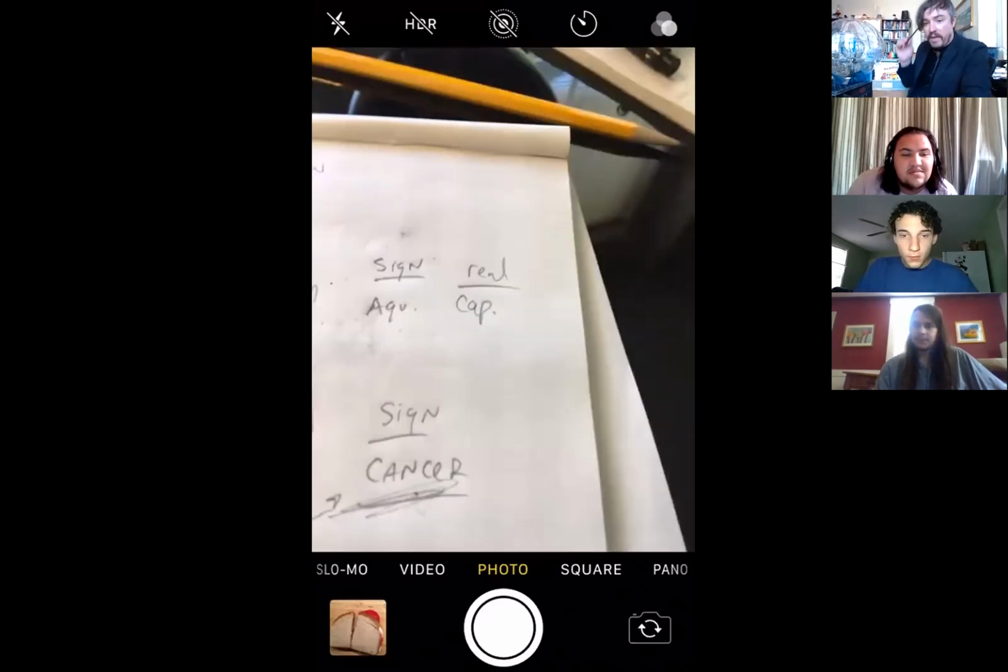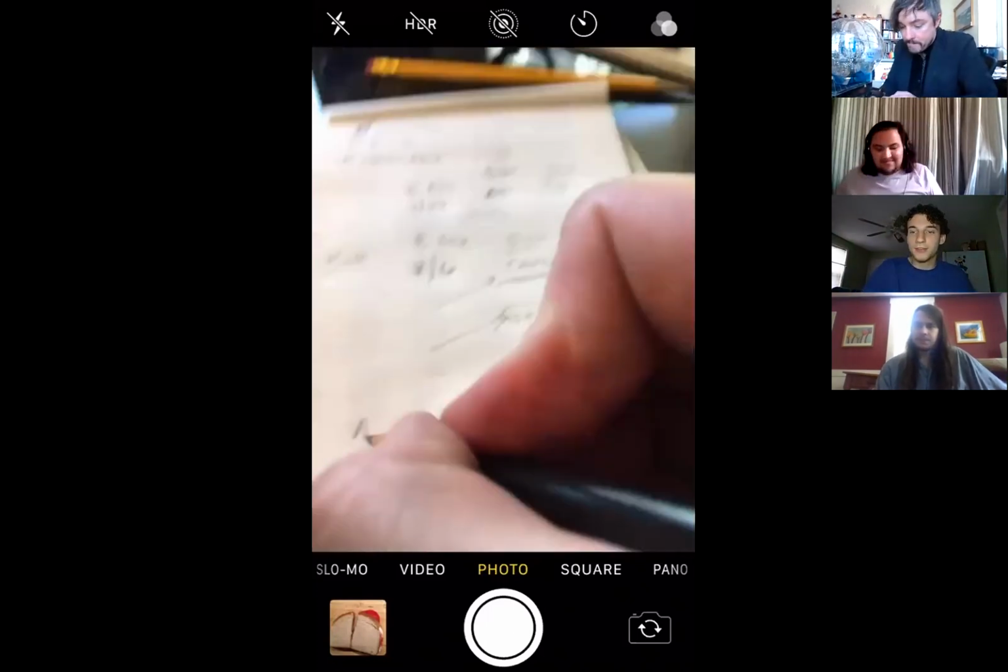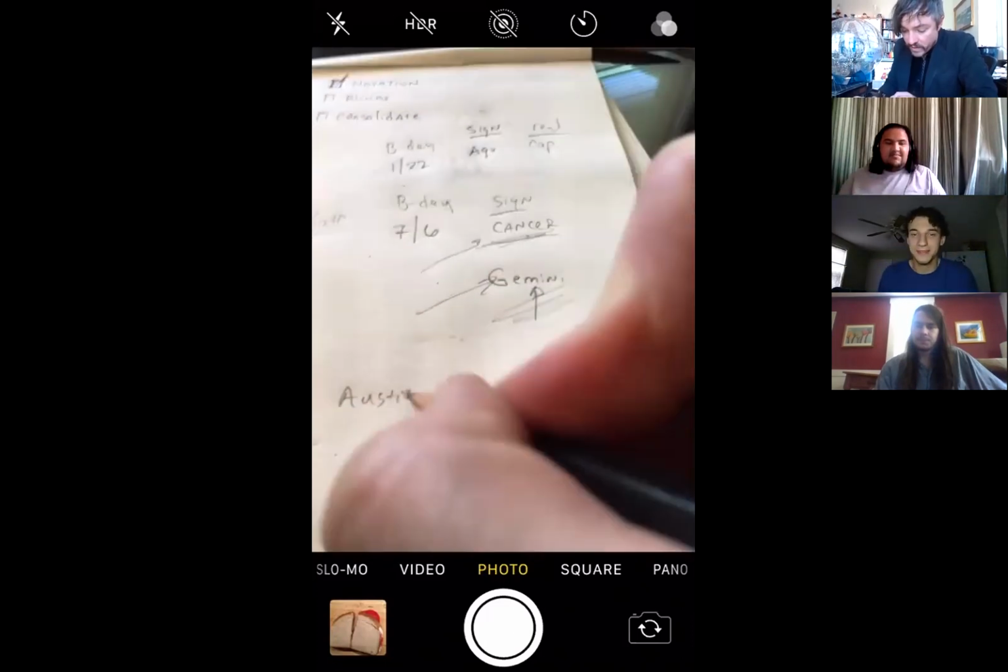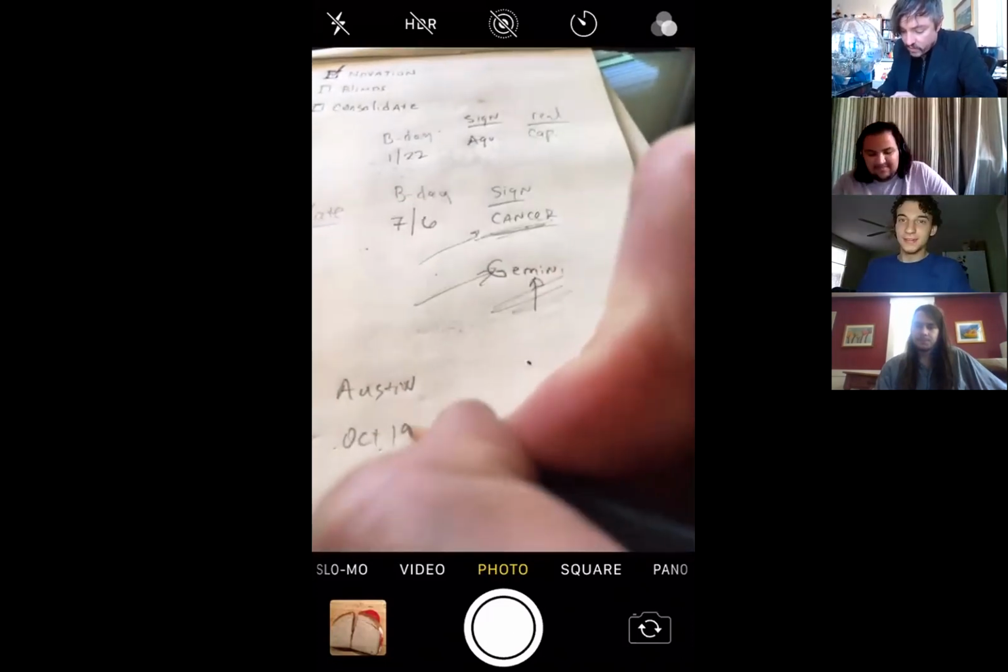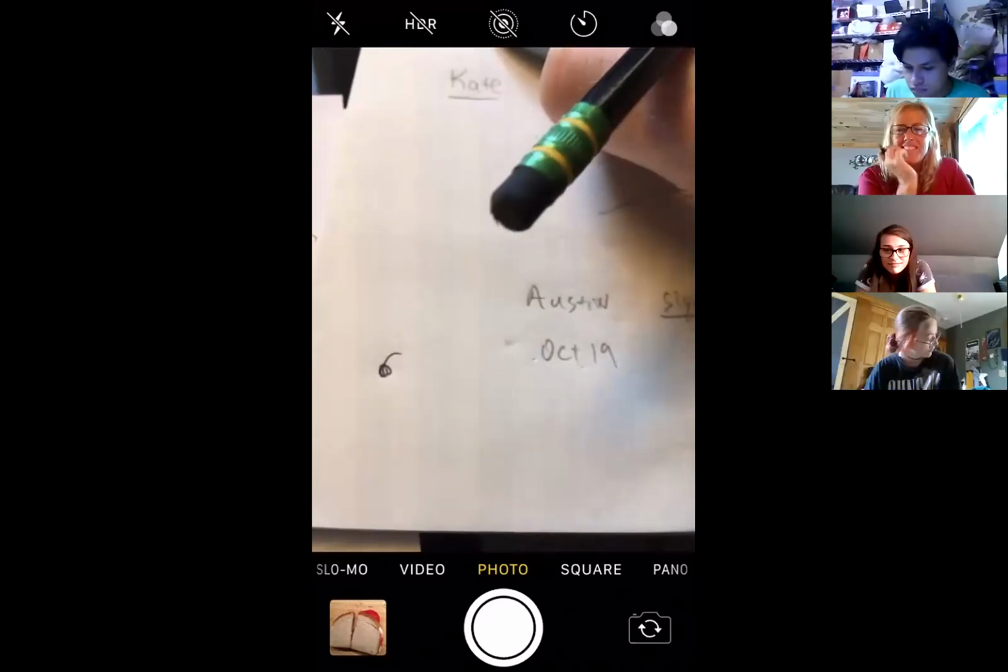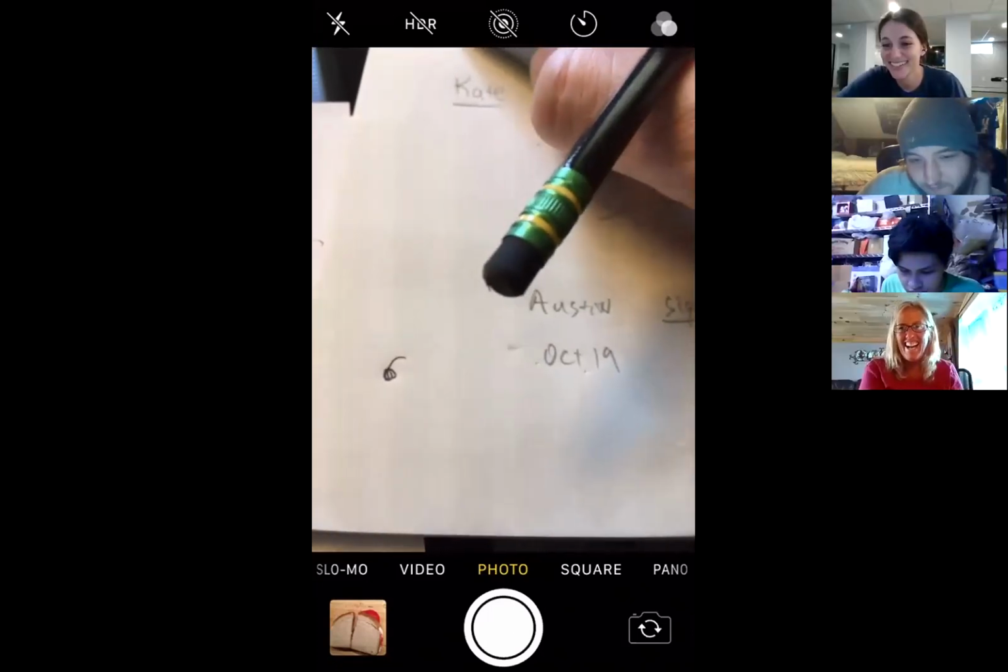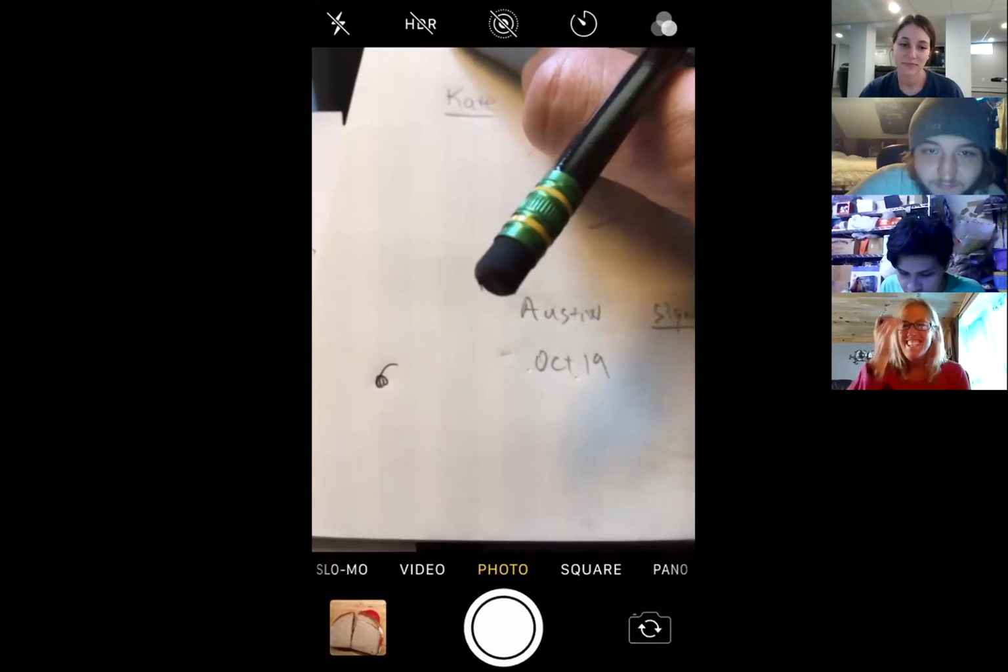Austin, you're my next little box. What's your birthday? October 19th. Okay, and what's your sign supposed to be? A Libra. Don't you think it's funny how not a goddamn one of you knew what the ecliptic was, but every single one of you knows what your sign is supposed to be through astrology? That scares the bejesus out of me.